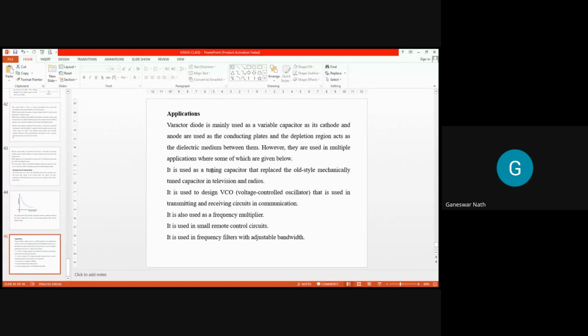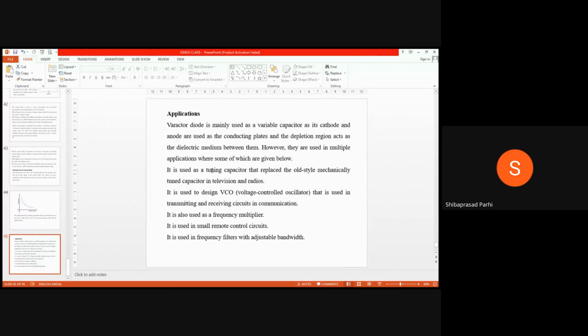However, they are used in multiple applications where some specific regions are there. Particularly, it is used as a tuning capacitor that has replaced the old style mechanical tuning capacitor in televisions and radios.